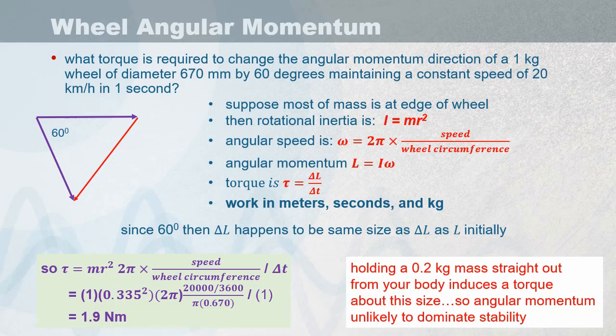And so this very simplistic calculation is still, I think, illustrative of the fact that it really can't be the angular momentum in itself that is the key factor in the stability of the bicycle when moving.